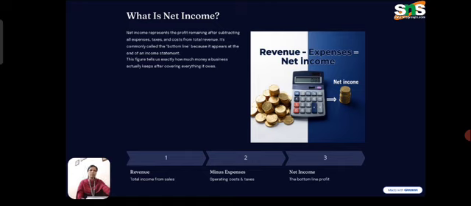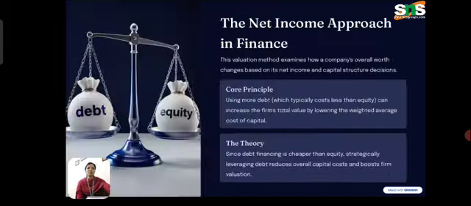There are 3 steps also: the revenue, expenses, and you get the net income. Next we see the net income approach in finance, how it is working in the financial sector.